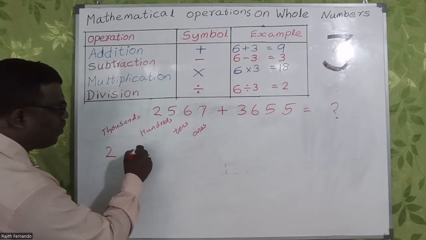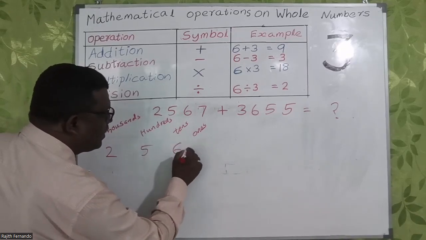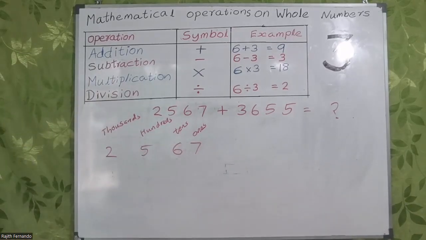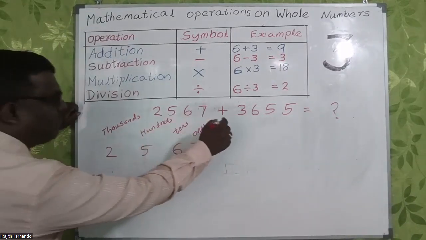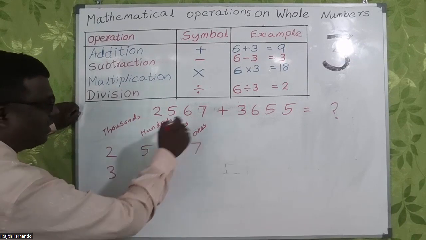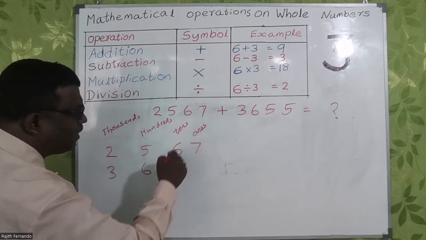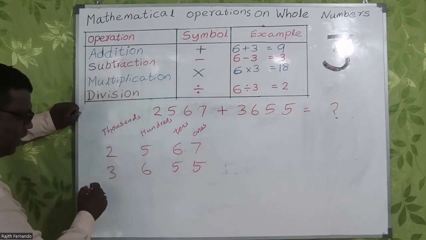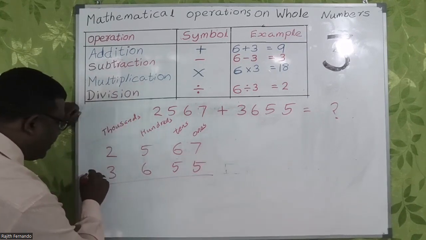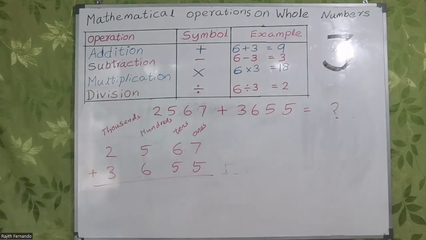That way you can write this number like this: 2, 5, 6, 7. Also you can write the other number in the thousands place, that is 3, in the hundreds place, that is 6, in the tens place, that is 5, and in the ones place also 5. Then you have to add these two numbers. How can you add these two numbers?